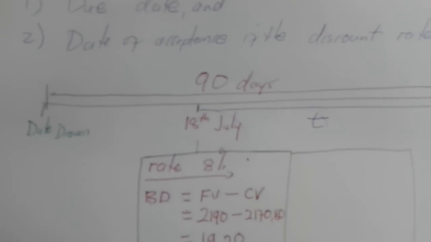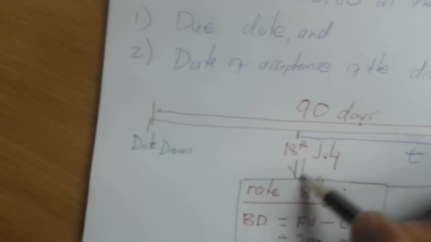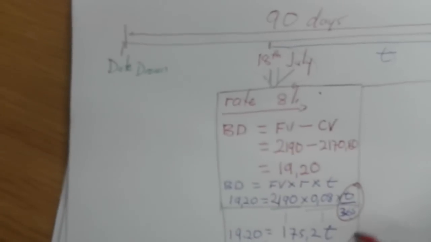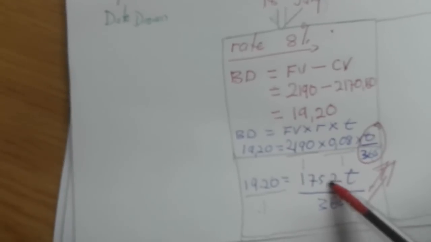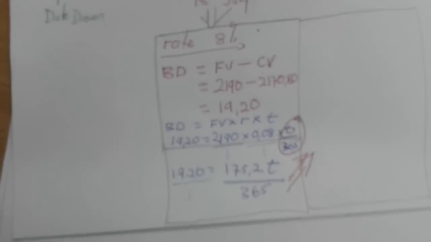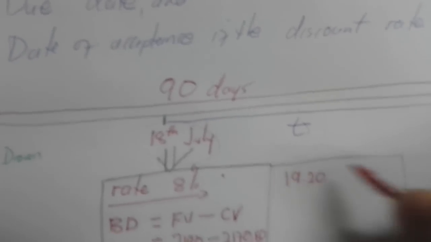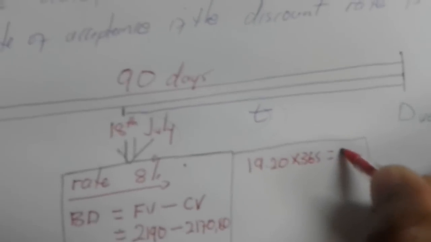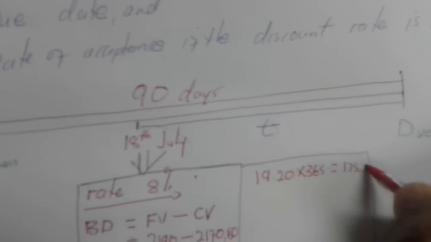Now I'm going to extend my box there because I need some more space. Okay, so now from there we continue up there. We do what we call cross multiplication. We multiply this by that, right? So it will be 1920 multiplied by 365 is equal to 175.2 T.